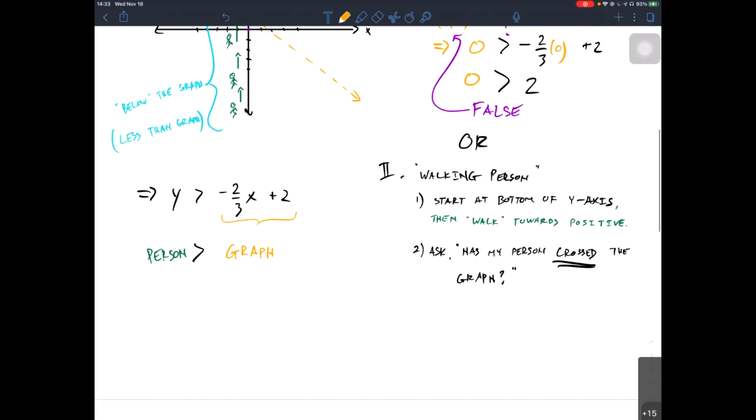So what happens is that if you ask, hey, has my person crossed the graph? You basically go, hey, if yes, so if y is greater than the graph, you should be above the graph. If y is less than the graph, you should be below.